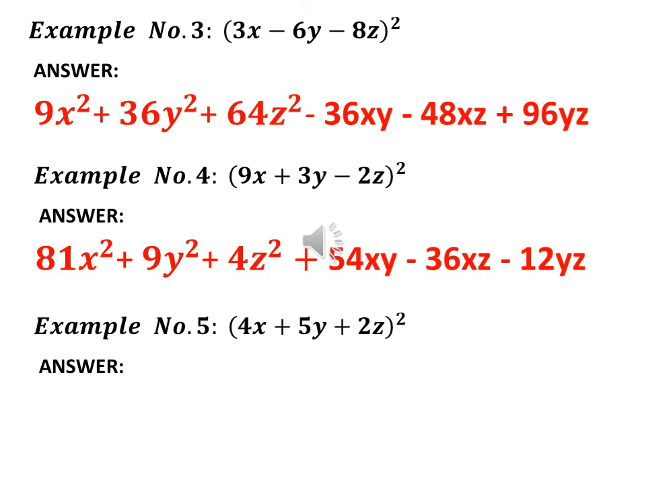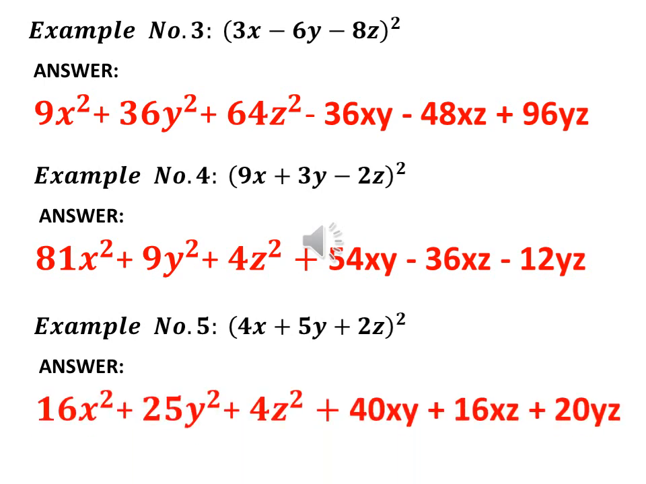And for our fifth example, what is the square of the trinomial 4x plus 5y plus 2z? And this is our final answer. We have 16x squared plus 25y squared plus 4z squared plus 40xy plus 16xz plus 20yz.